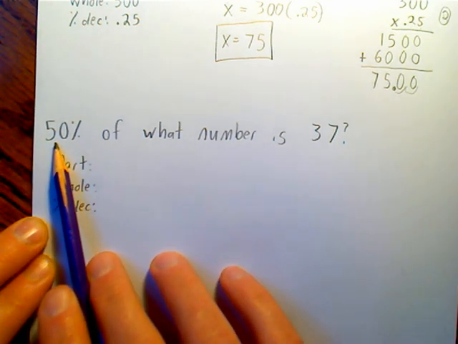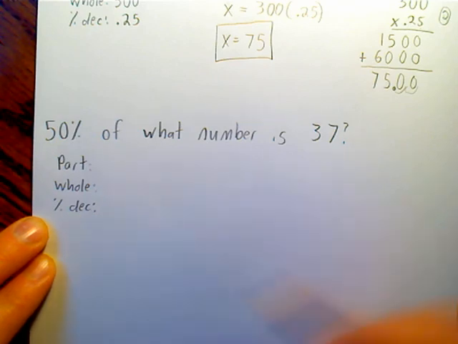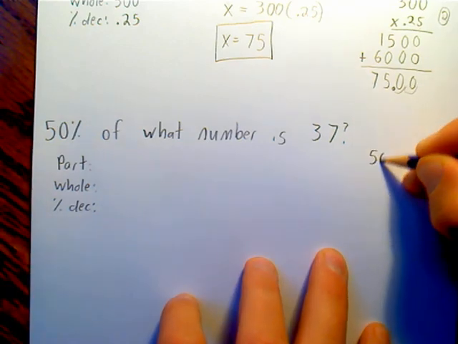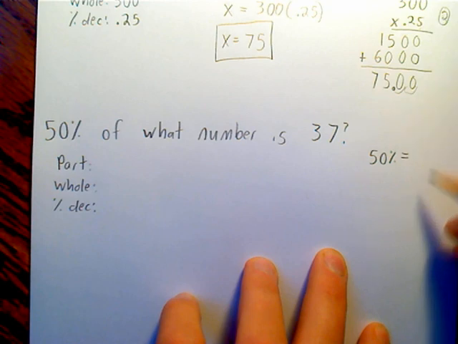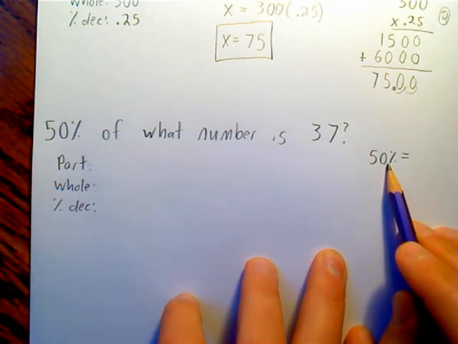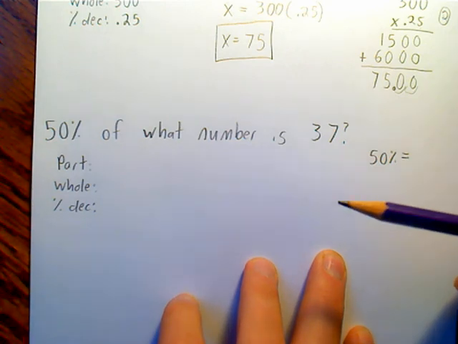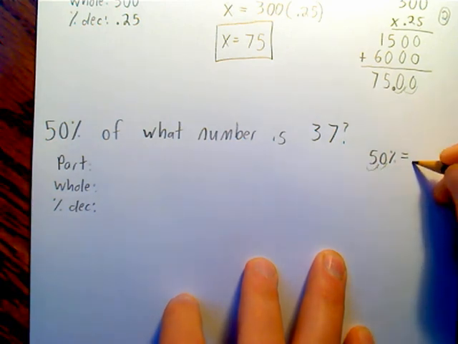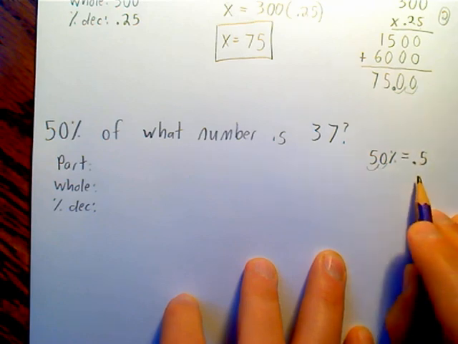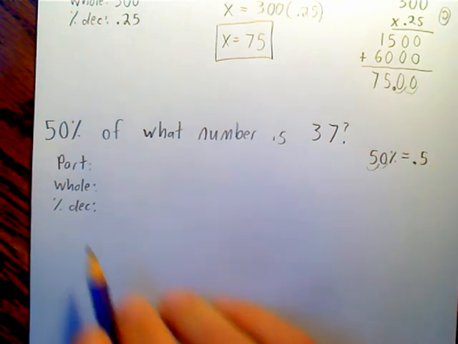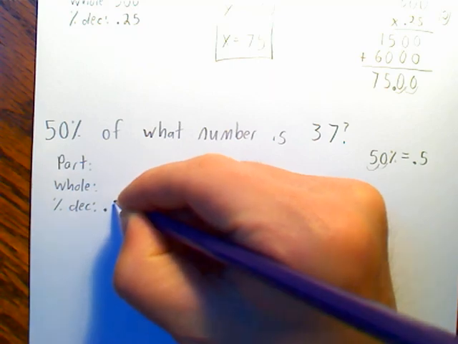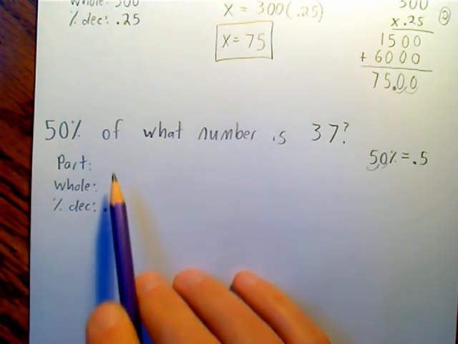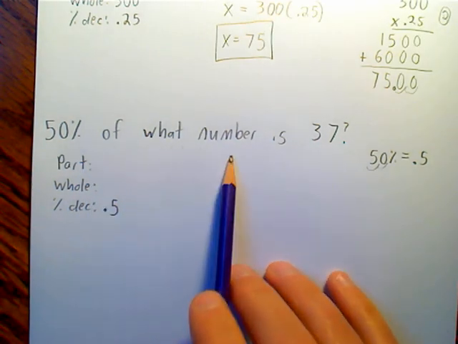How do I convert 50% into a decimal? Well, 50% equals, as a decimal, I just need to move the decimal place over to the left 2 times. 1 time, 2 times. So 0.5 or 5/10 is going to be my percent as a decimal for this problem. So 0.5. It says of what number?